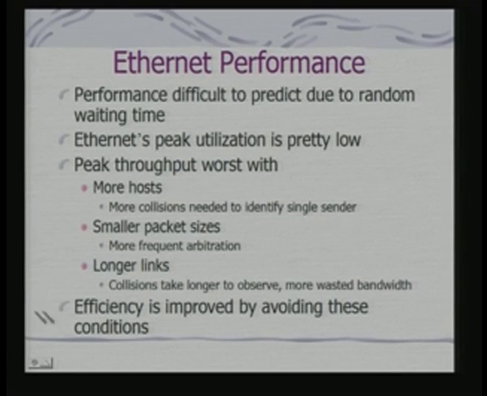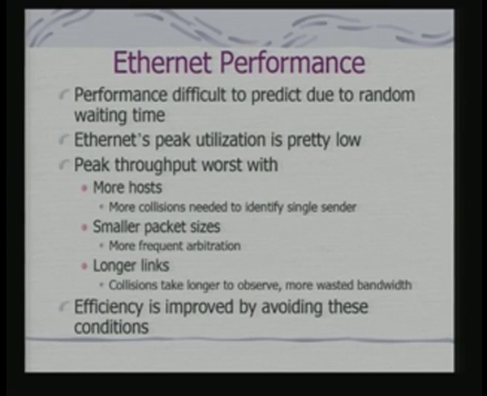Peak throughput can become worse if you have more hosts, because there will be more collisions. If you have smaller packet sizes, then the frequency with which hosts try to send packets will be higher, hence more collisions. Longer links can also be a source of problems, because how is collision detected? Collision is detected on reading the packet. So, if there are longer links, collisions will take longer to observe, and there will be an unnecessary wastage of bandwidth. Efficiency can be improved by avoiding these conditions.